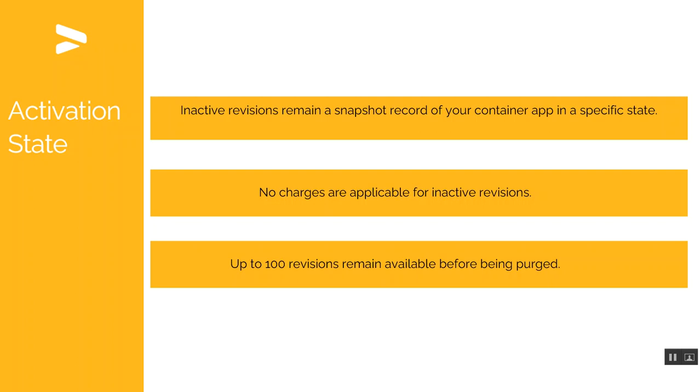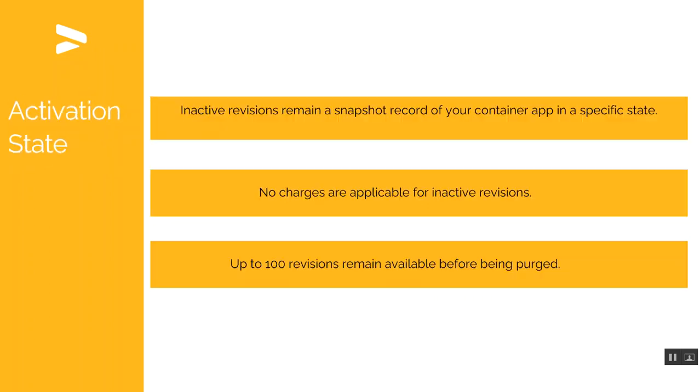But if you split traffic and you're going to use 2 containers through the split traffic, in that case you're going to pay for that. Okay, so that makes sense. And you can have up to 100 revisions remain available before they get purged. That's the maximum upper cap limit given by Microsoft.